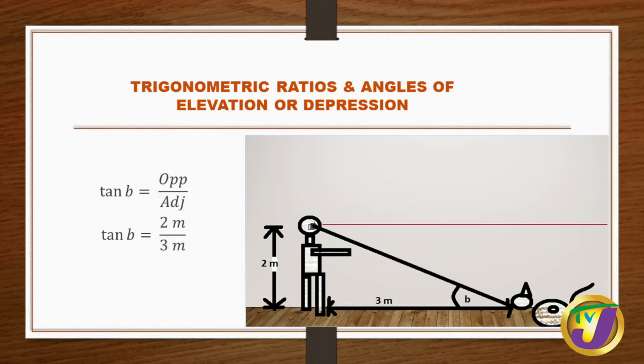So we're going to divide our 2 meters by our 3 meters to get a result of 0.666. Now when we get to this point, remember we're trying to find what? The angle. So what we have here is we need to change this now to degrees to get the angle. So, remember, what do we do when we want to find an angle?